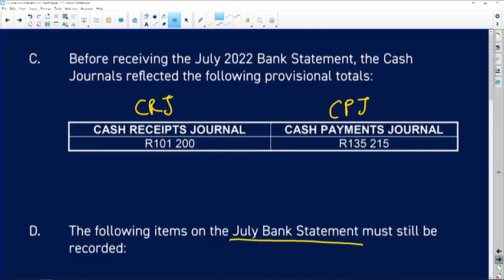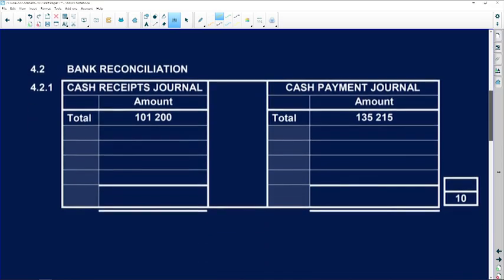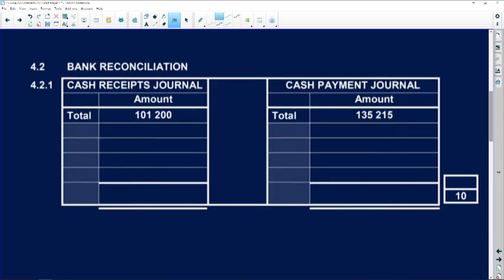So the first question, let's go to the actual question, right? Remember we did the true and false. So 4.2 is the bank reconciliation, and they want me to update the cash receipts journal total as well as the cash payments total. Okay, so updating CRJ and CPJ. Now immediately what I notice on my answer booklet is they're already bringing down the provisional totals for me, so I don't need to bring this down. I can now begin looking at my adjustments or information that deals with the recon.